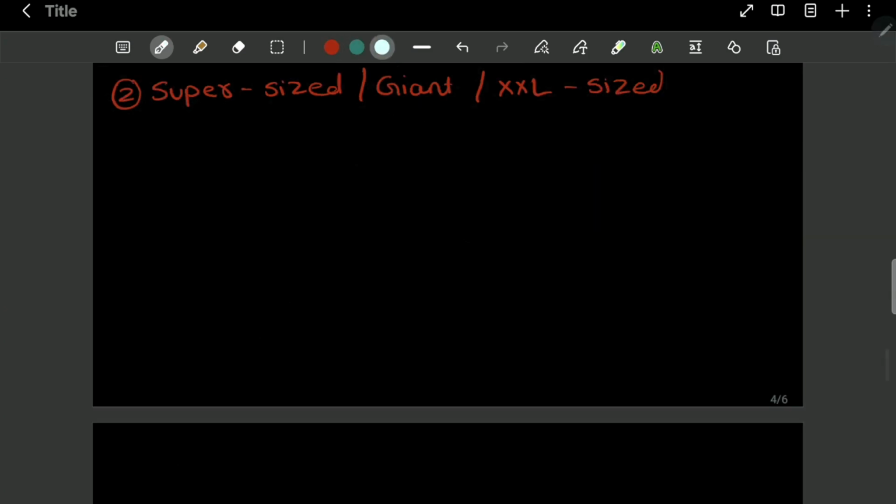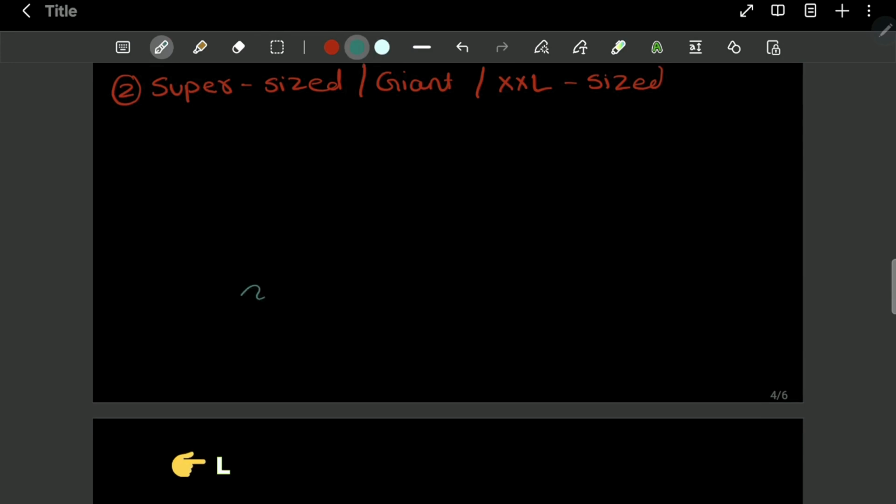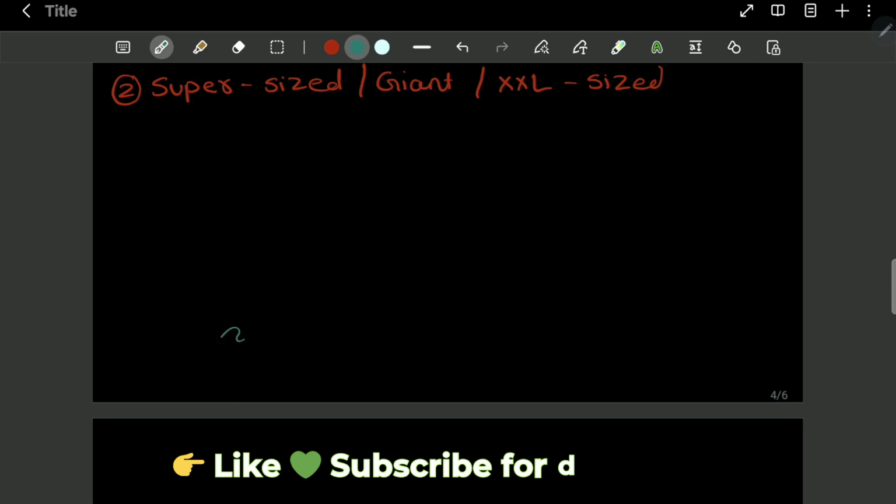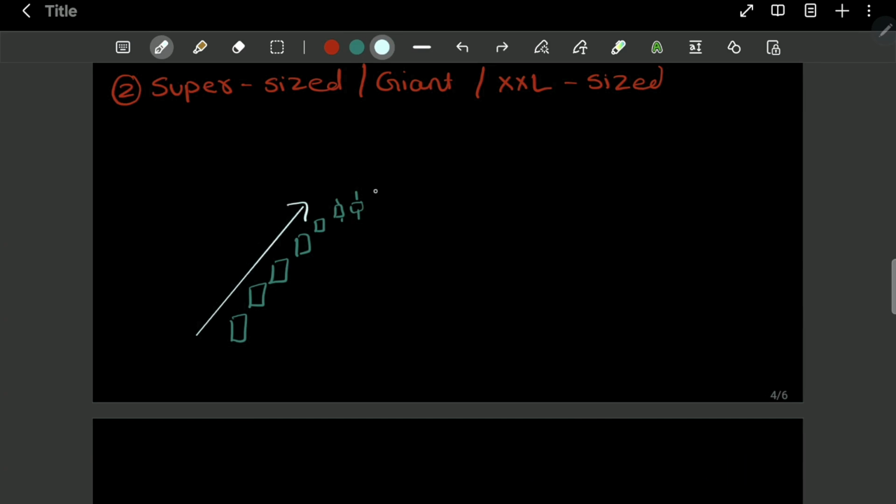So the second type of candle is the supersized or giant candle. Alright, so in an easy way I will try to explain this concept. Let's consider the price is moving up and the candles are becoming small. Here we can consider that the bears are taking over because the candles are forming small here. So the market will come down.